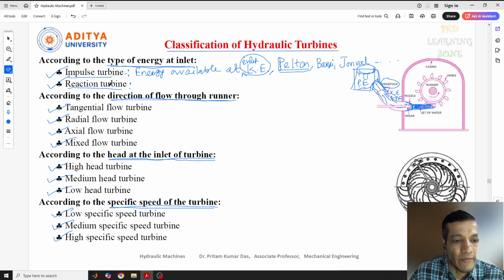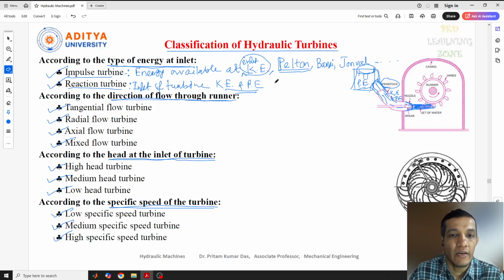Now the reaction turbine: at the inlet of the turbine, the water possesses kinetic energy as well as pressure energy. That kind of turbine is known as a reaction turbine.